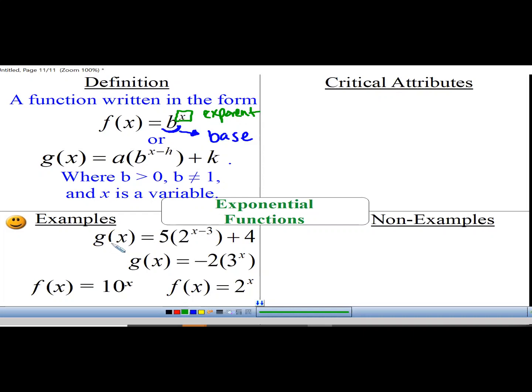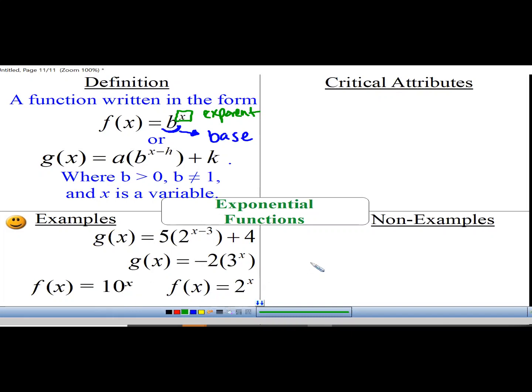So let's look at the examples. Let's see, all these, does it have a base? Yes. This one has a base of 2. Does it have a variable as an exponent? Yes, and then -3. Look at this one. Base is 3 and the exponent of x, yes. These two, base is 10, exponent of x, base is 2, exponent of x.